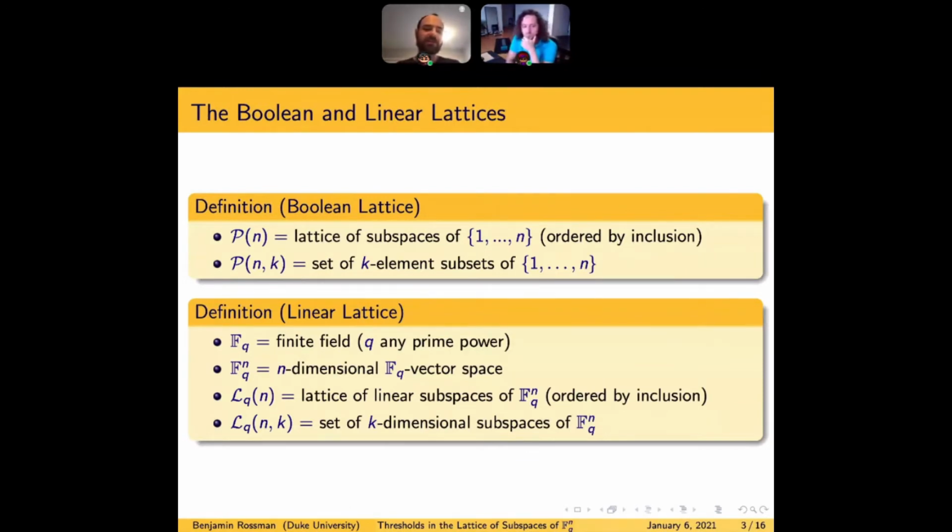The linear lattice is sort of the q-analog of the Boolean lattice. So we're considering the finite field F_q, where q here is any prime power. F_q^n is just an n-dimensional F_q vector space, and L_q^n is the lattice of linear subspaces of F_q^n. Similarly, the kth slice of this lattice is just the set of k-dimensional subspaces.